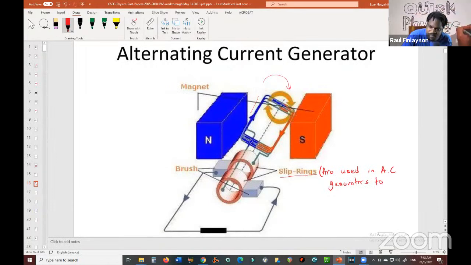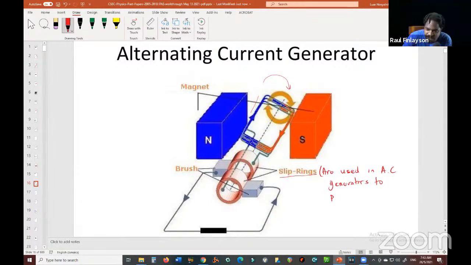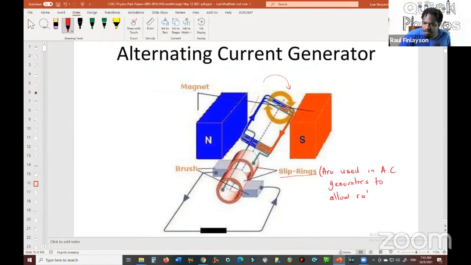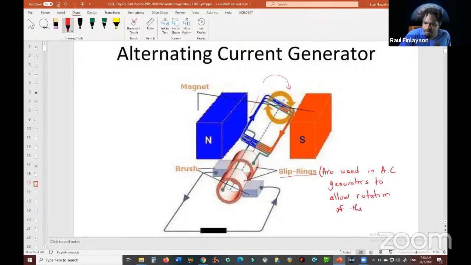And then guess what? There's a DC generator as well, but we'll talk about that some other time when we see a question on it. But slip rings are used in AC generators too. Rotation of the coil of wire. I can say loop.